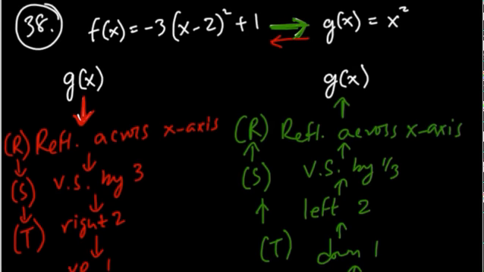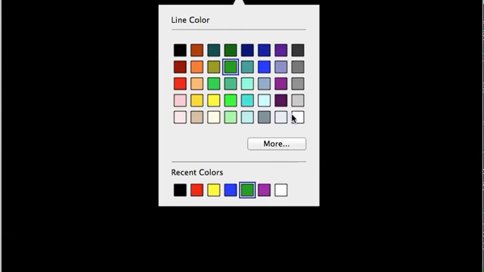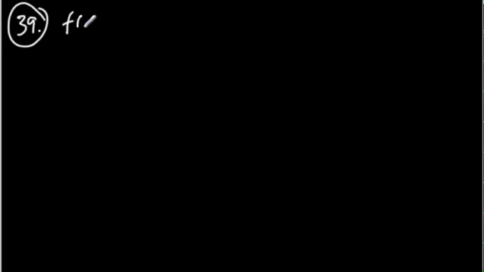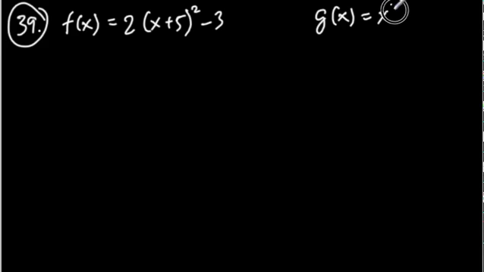And 39 will pretty much follow the same structure. So let's do 39. I'm not going to sketch it out because I think it's pretty straightforward. All we need to do is the backwards translation. So let's say, for example, we're trying to go from f of x to g of x. f of x is 2x plus 5 squared minus 3, and g of x is simply x squared.